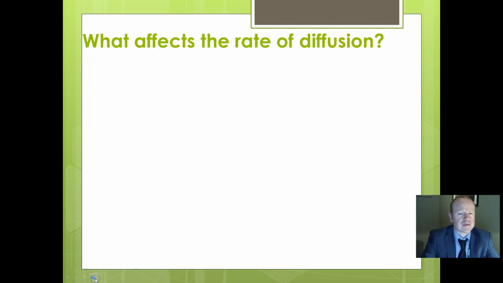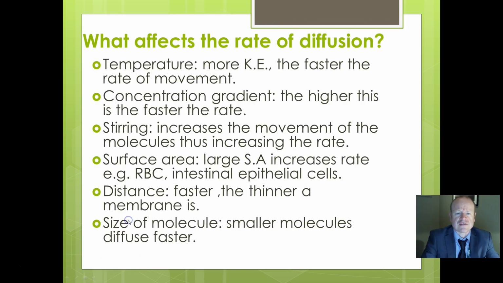We're going to skip ahead to what affects the rate of diffusion, thinking about what makes diffusion go faster. Increasing the temperature: the higher the temperature, the more kinetic energy, or movement energy, the particles have got, and therefore the faster the particles move through a membrane. Concentration gradient: if you've got a really high concentration here and a very low concentration there, it will move rapidly to fill the gap.